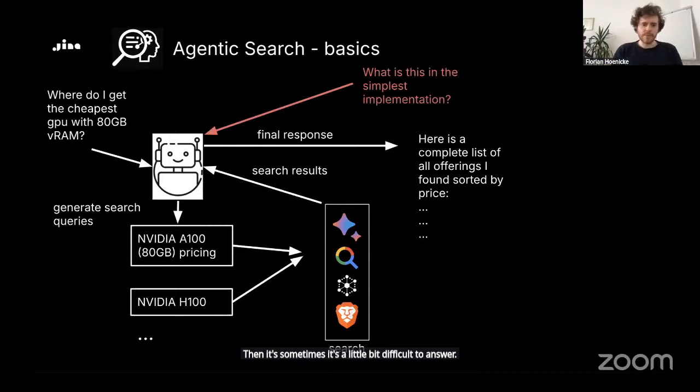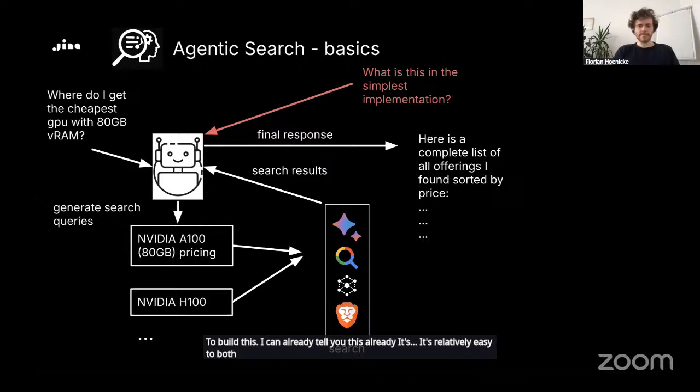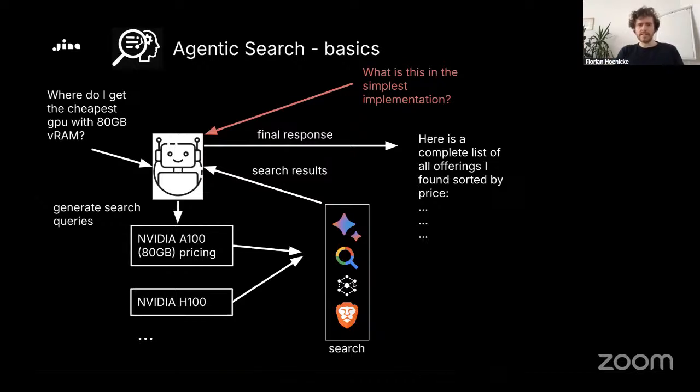So I would like everyone to write in the chat, what do you think this is? I can already say it's 3 components. Can you list at least 1, 2, or maybe already 3 of the components that are necessary to build this? I can already tell you it's relatively easy to build. Cool, we get something in the chat.